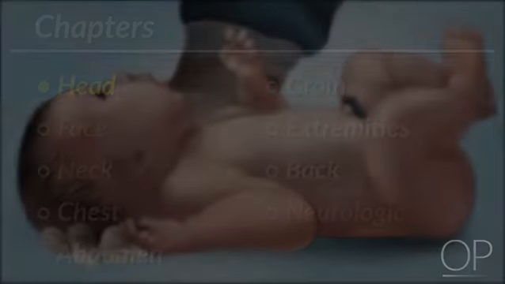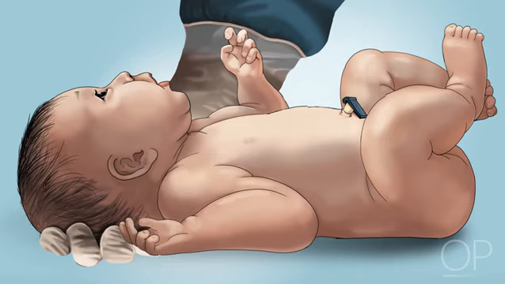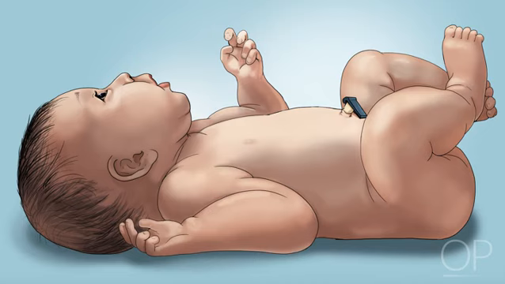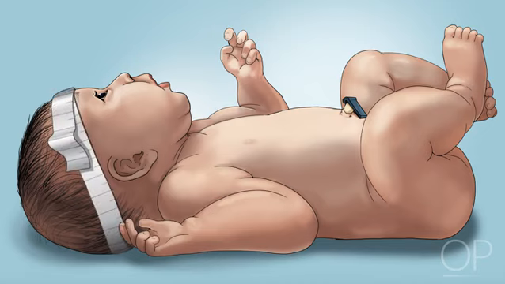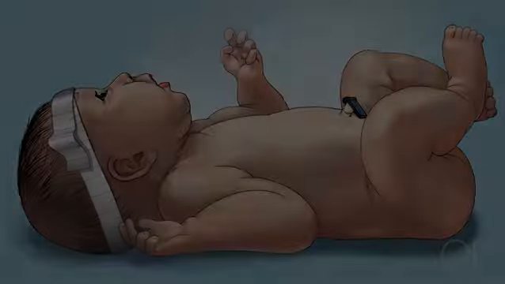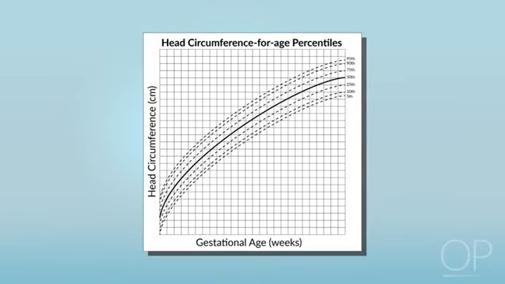Head. Gently place a hand behind the posterior portion or occiput of the skull. Measure the head circumference in centimeters by wrapping a measuring tape in a circle just above her eyebrows to the most prominent aspect of the occiput and back again. Determine if her head is of normal size by plotting the circumference on a newborn growth chart.